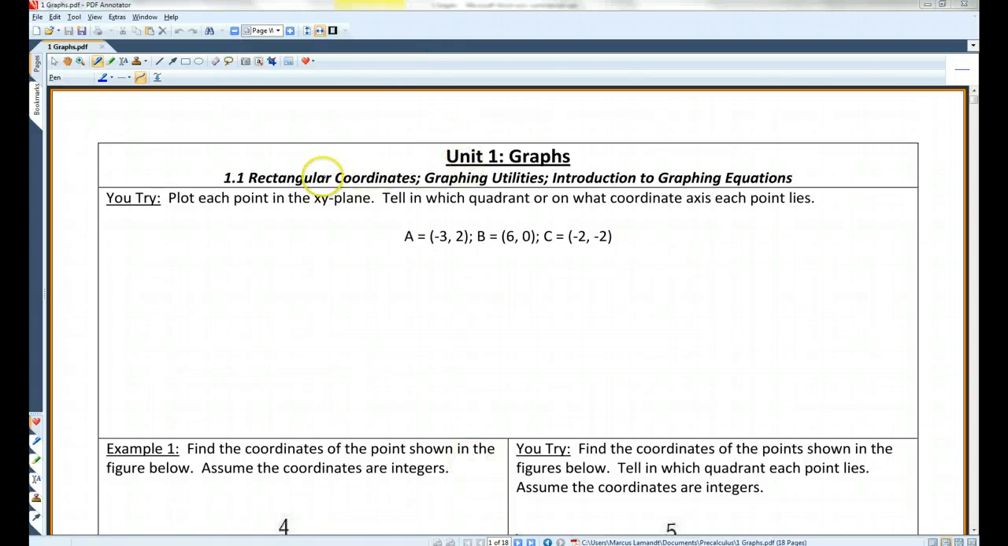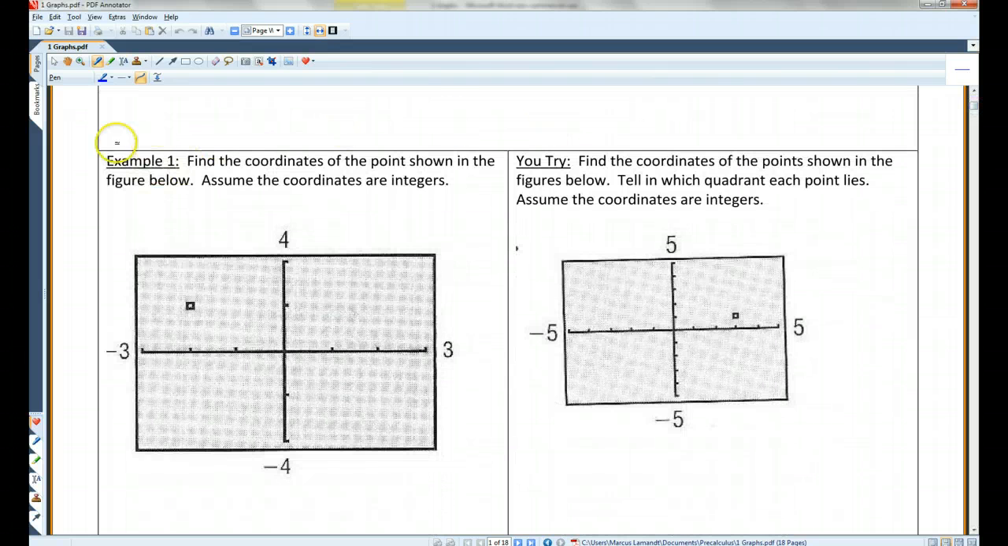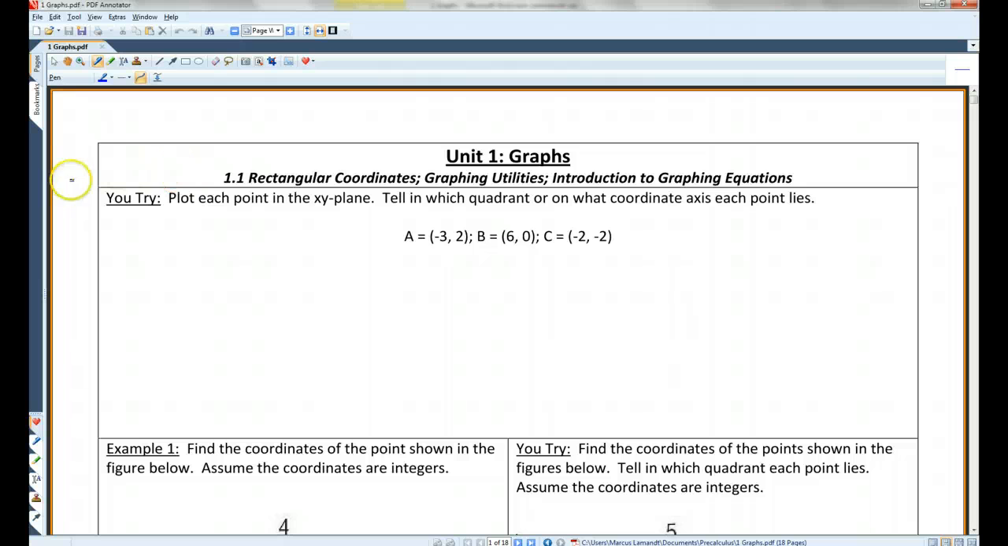Alright, Unit 1, 1.1, Rectangular Coordinates, Graphing Utilities, Introduction to Graphing Equations. Anytime you see an example in these notes, those problems I will do out in these videos. Anytime you see a You Try, like the one up here, I'm not going to be doing those problems in these notes. I'd like you guys to try to do those on your own. Because this is the first You Try problem, I will do the first part for you.